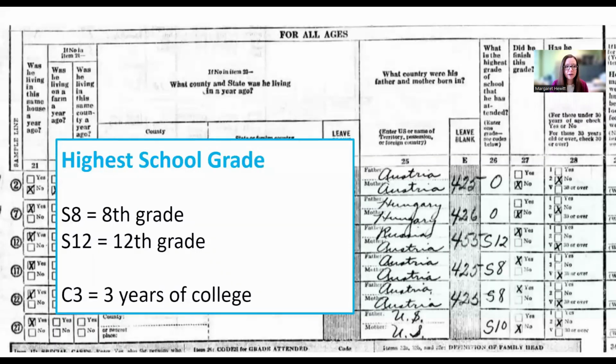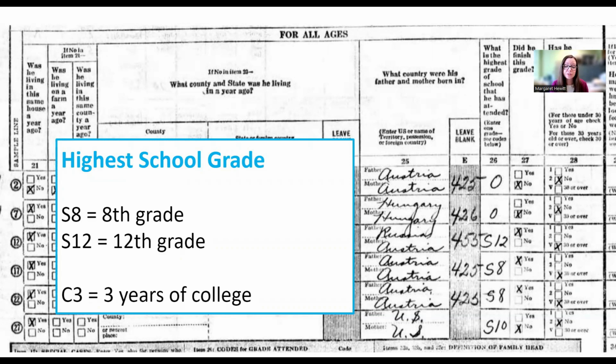So the questions for everybody involve: were you living in this same house a year ago? Yes or no? Were you living on a farm a year ago? And were you living in this same county a year ago? If the answer about living in the same county was different, they will fill in where they were living before.